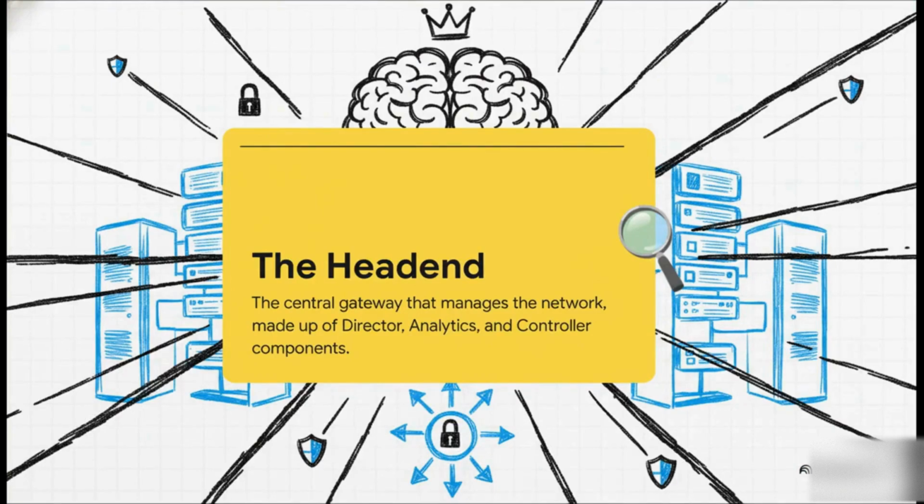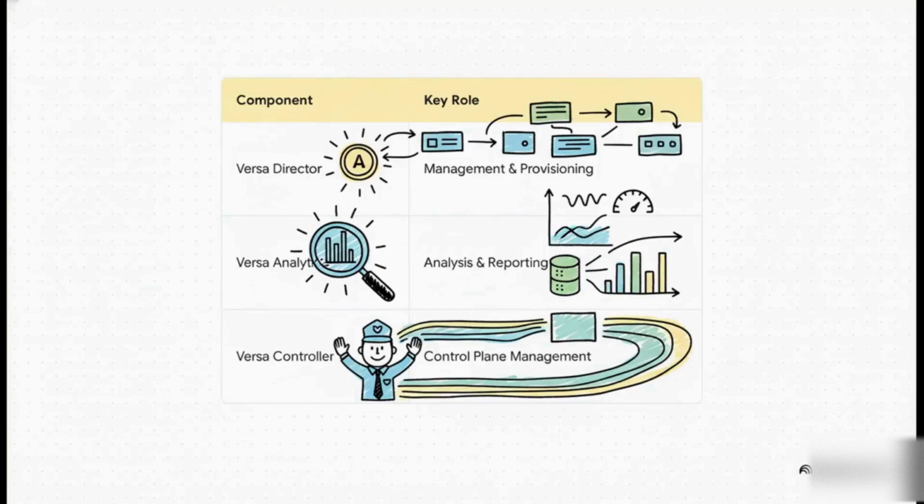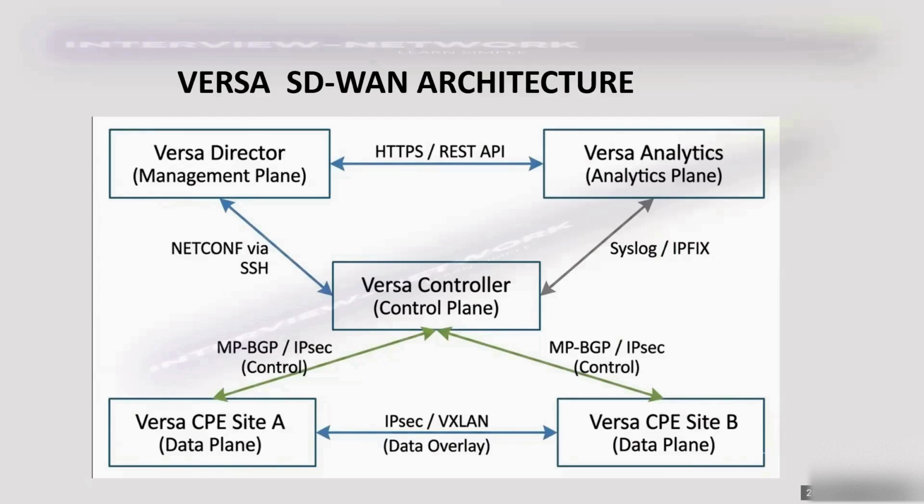Inside the Versa architecture, the main component on the top is called the overlay, which we call the head end. The head end is your central gateway that manages the network, made up of director, analytics, and controller components. Let's understand what the Versa SD-WAN architecture is, how it actually works, and which protocol runs between each component, because that gives you a basic foundation to understand the communication and also helps you to troubleshoot further.